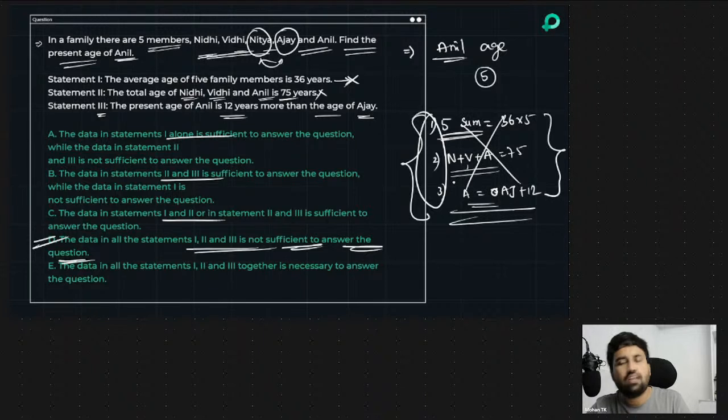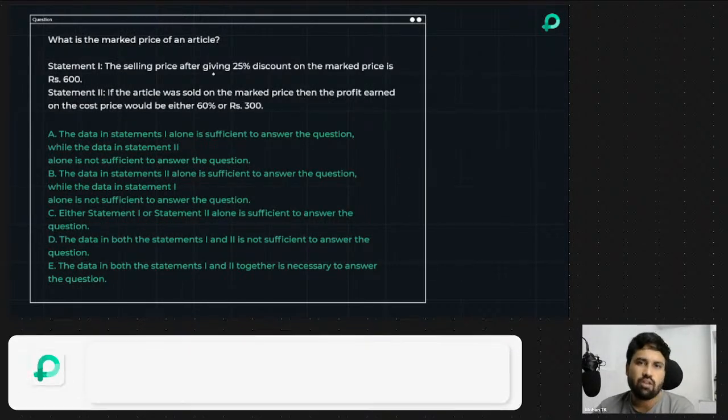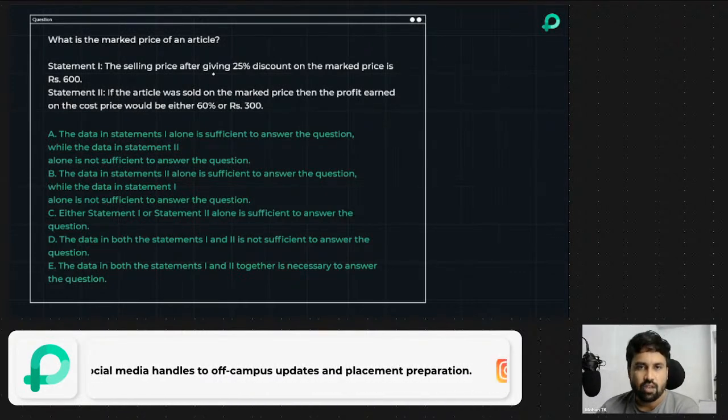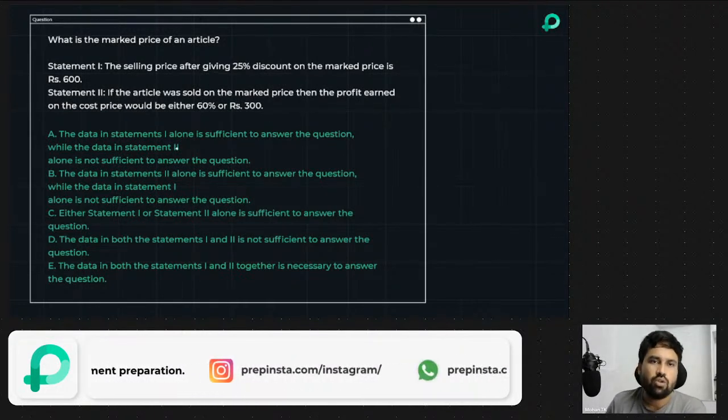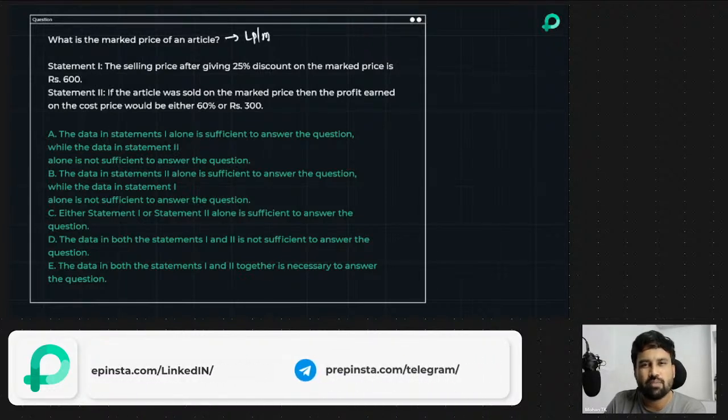Even if you join the 3 statements together, you can't find the answer. If you want to verify, you can verify on your end and get back to me if you have any doubts. Now just look at the next data sufficiency question. What is the market price of an article? The list price and market price are both the same.